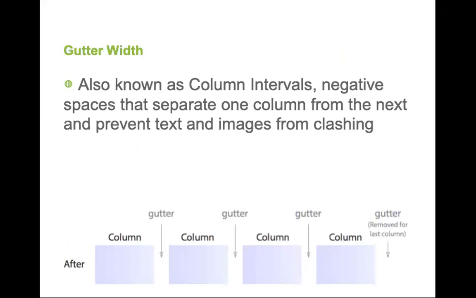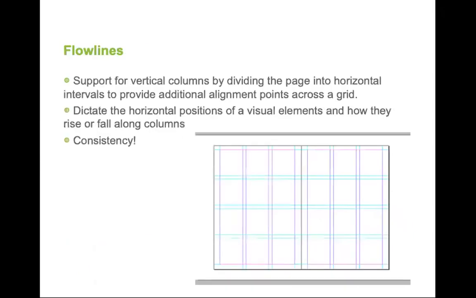A gutter width, also known as column intervals, are negative spaces that separate one column from the next and prevent text and images from clashing. The column and then the gutter are shown there. So you want to make sure that you have enough gutter space to balance out your columns. If they're too close together, it's going to be harder to read the information. So it's a nice visual pause in between, a nice visual balance to enable the viewer to understand, okay, this is a column of text to the next.